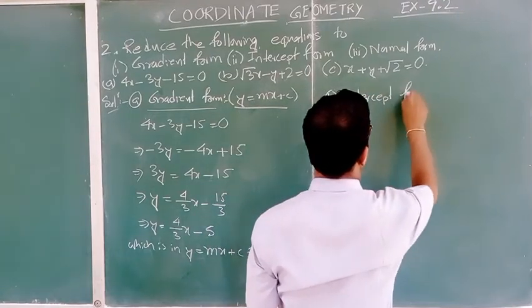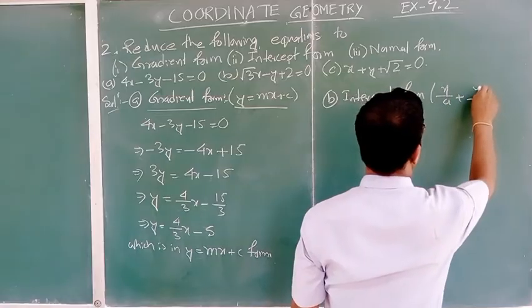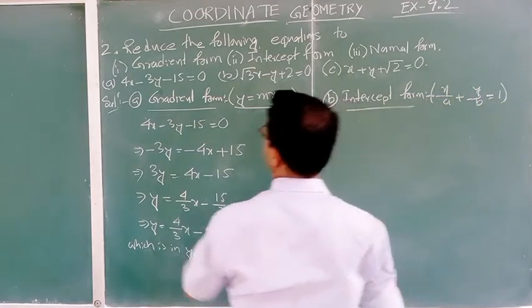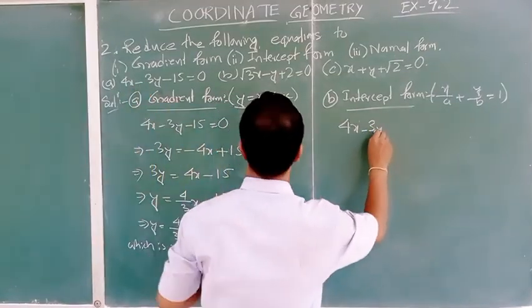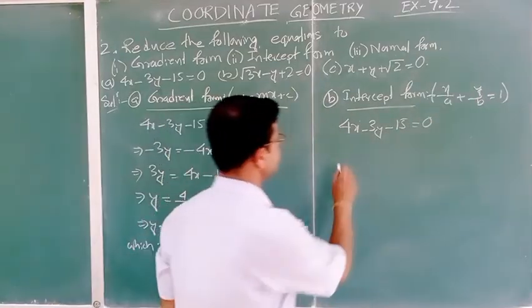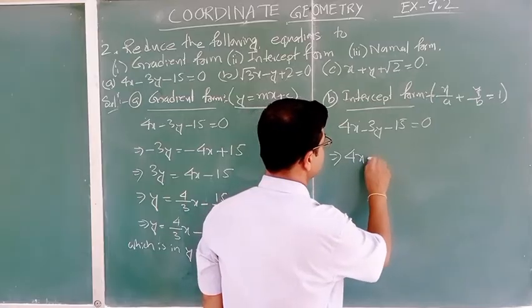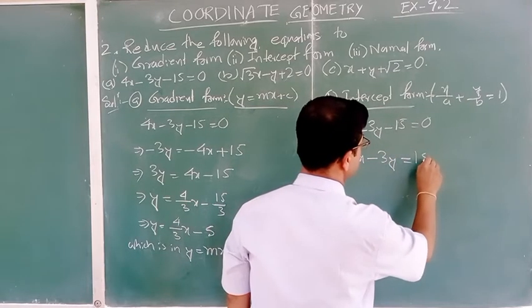Intercept form means this one, x by a plus y by b is equal to 1. In this form we have to write. So let us write the equation. What is the equation given? 4x minus 3y minus 15 is equal to 0. Alright, now what we do? 4x minus 3y, this 15 is minus, on the other side it will be plus 15.